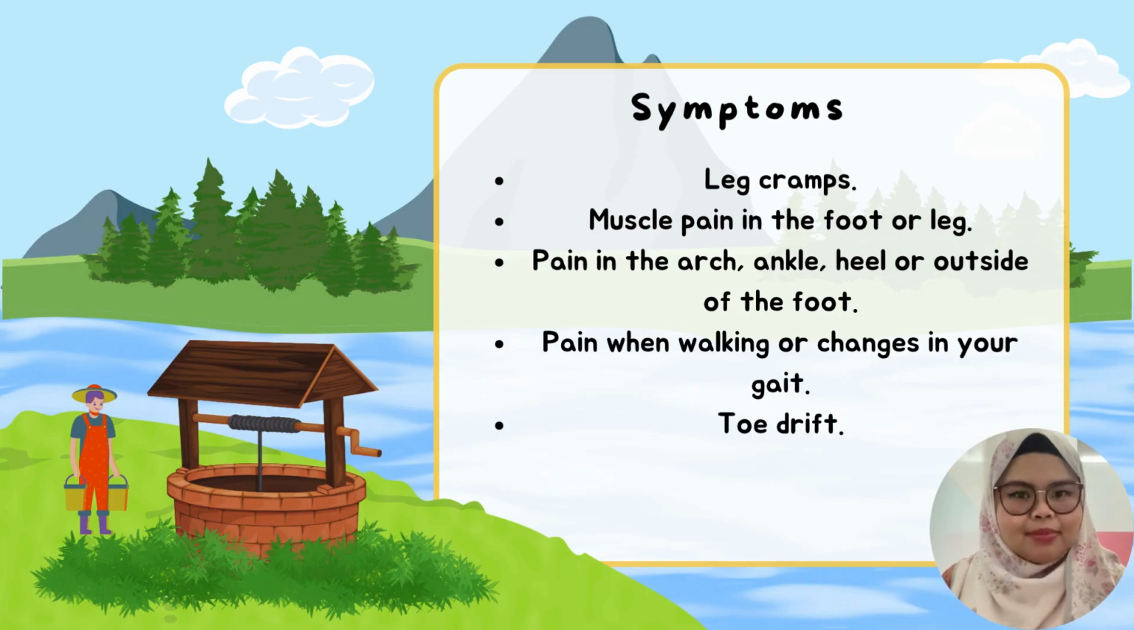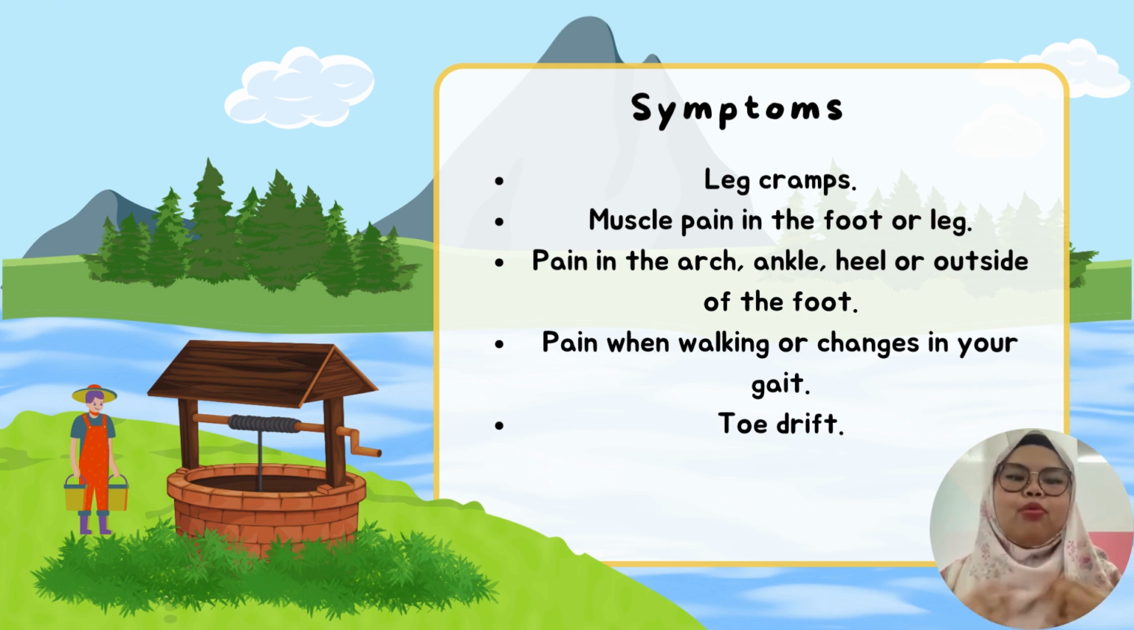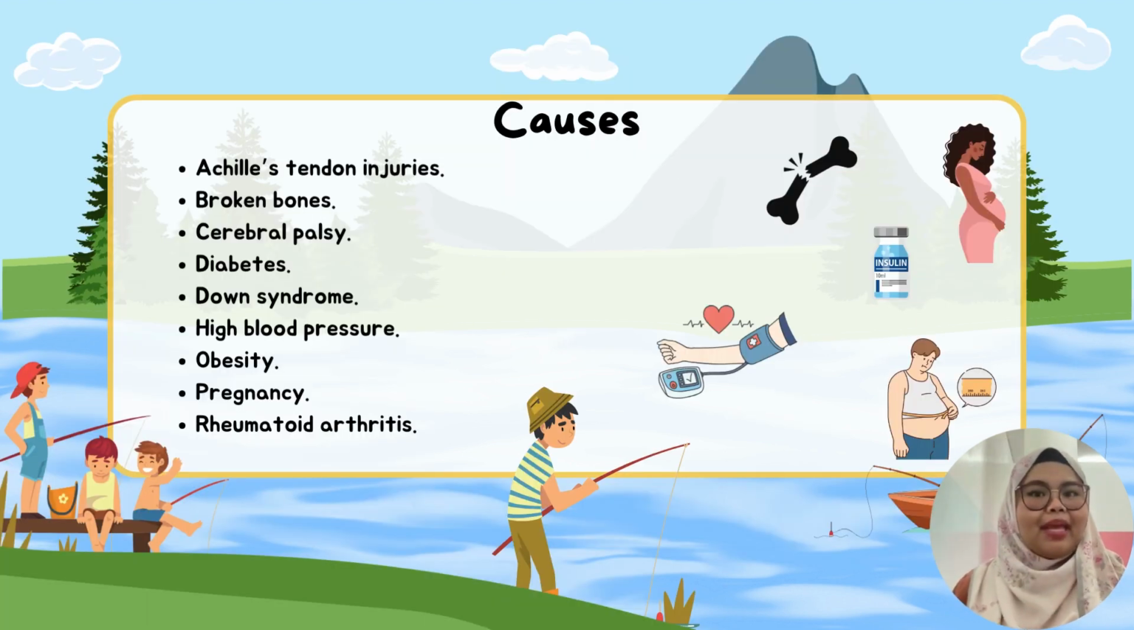There are some symptoms that can help you know if you have flat foot. First is leg cramps, second is muscle pain in the foot or leg, third is pain in the arch, ankle, heel or outside of the foot. Fourth is pain when walking or changes in your gait, or the way you walk, and fifth is toe drift.